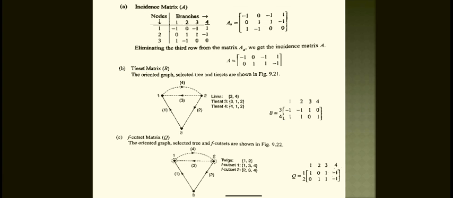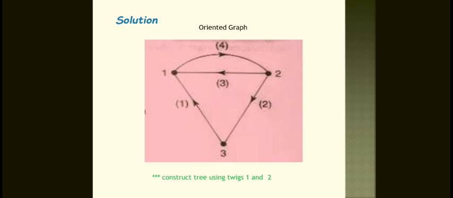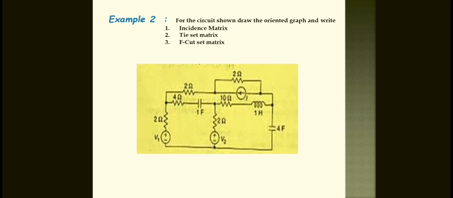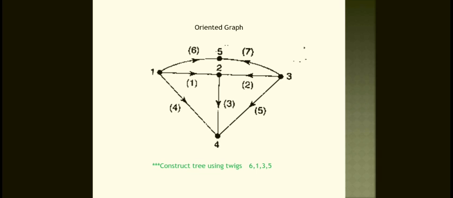And you will take the incidence matrix for the given graph. Just observe that this is constructed using the twigs 1 and 2, which is already completed. Now we come to this circuit shown. Draw the oriented graph and write the incidence matrix, tie set and F cut set matrix. How are you going to write it? A similar problem has already been explained, I will just brief it. You have to do it yourself, but I will also give you a practice problem.